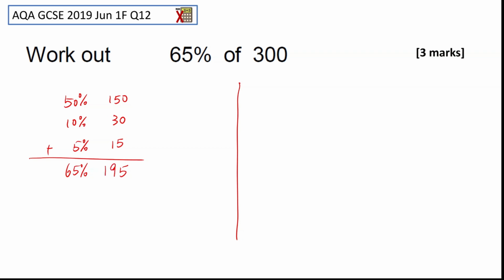And that is 195. Option 2 is I'm going to find out 300% of 65. Basically means 65 times it by 3. 65 times 3. 5 times 3, 15. 6 times 3, 18. Add the 1, 195. It will give me the same answer.